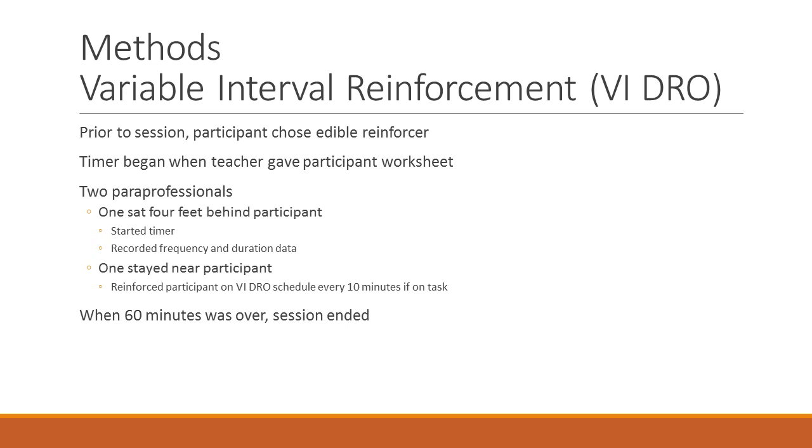As with all other sessions, the timer began when the teacher gave the participant a worksheet. There were 2 paraprofessionals for this condition as well. One sat 4 feet behind the participant recording frequency and duration data, while one stayed next to the participant in order to immediately reinforce on a variable interval DRO schedule of 10 if the student was on task. At the end of 60 minutes, the session was terminated.